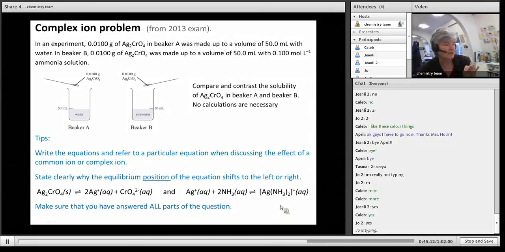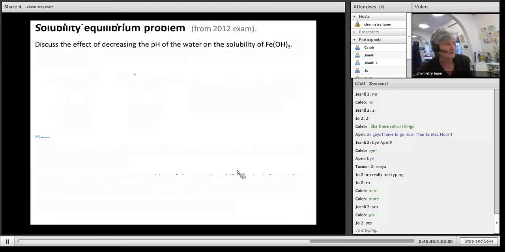Okay. And then, as I say, sometimes these sort of explanation type questions can have little things in there, so just make sure you've read it and you've answered all the bits to it, because you've got to think about pH at times. I mean, you could actually talk about a silver hydroxide precipitate here as well if you really wanted to, but I think they weren't looking for that in this one.